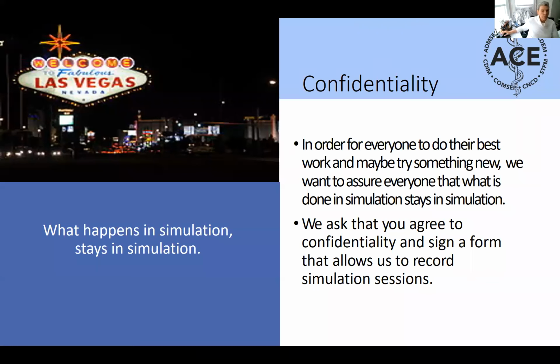The next thing we have to assure our learners of is that what happens in simulation stays in simulation. We call it the Vegas principle. And basically, it really means that we mean what we say. We're not going to talk about you on the lunch line. We're not going to talk about what happened in simulation in the lounge. We're not going to be thinking about, wow, that person, I can't believe, whatever. That doesn't happen. Everything that gets talked about in simulation starts at the beginning of your briefing and ends with your debriefing. And that's as far as it goes.